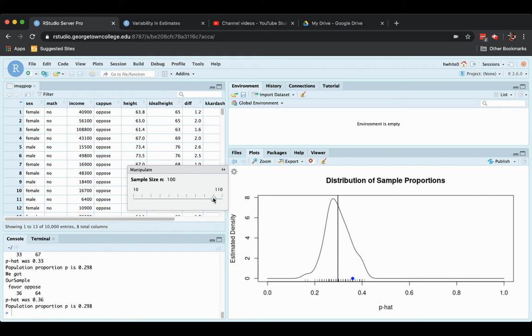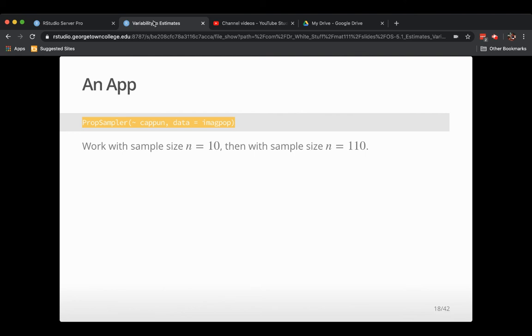Okay, I feel like I've played around enough. I'll head back to the slides.